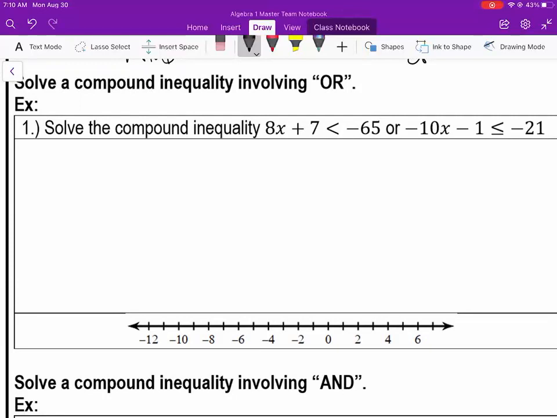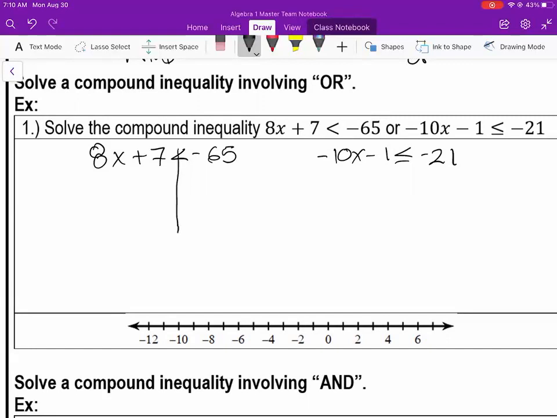Okay. So I see that I have 8x plus 7 is less than negative 65. So I'm going to go ahead and write that right here. 8x plus 7 is less than negative 65, or negative 10x minus 1 is less than or equal to negative 21. So as you can see, there are two inequalities. We're going to solve them first, and then we're going to graph them.